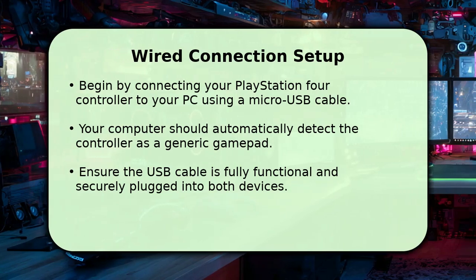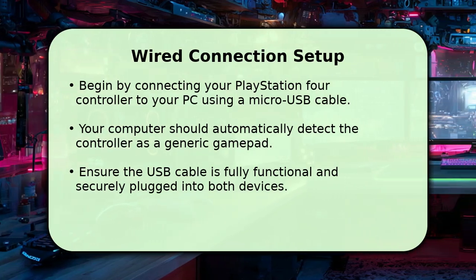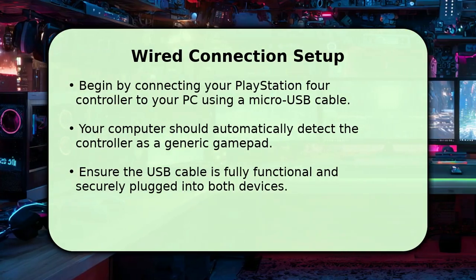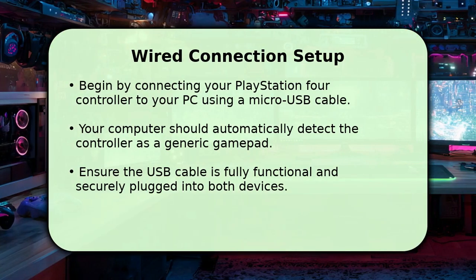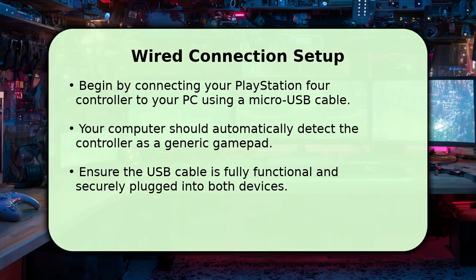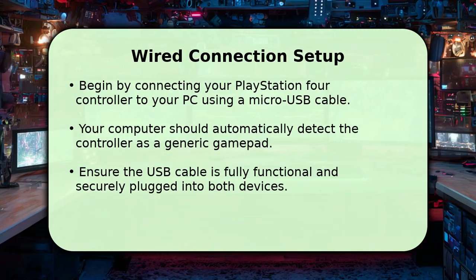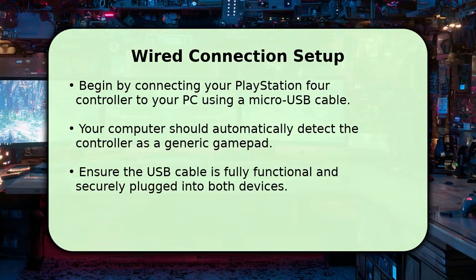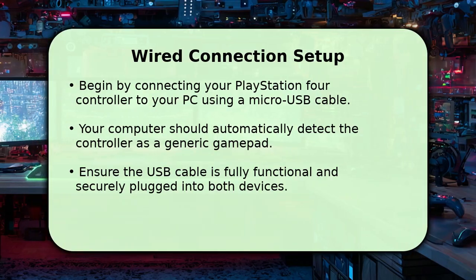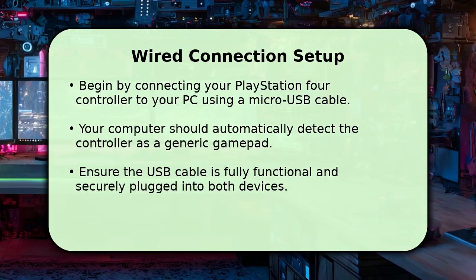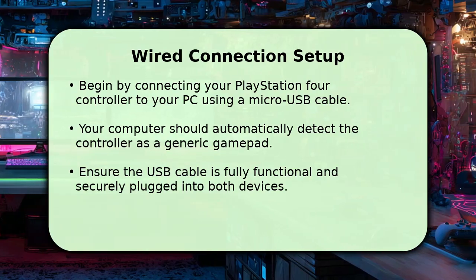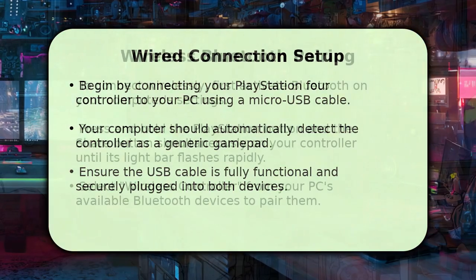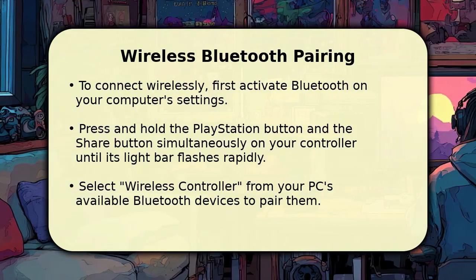For a wired connection, simply plug one end of your micro USB cable into the controller and the other into an available USB port on your computer. Your PC usually recognizes the controller as a generic input device almost immediately. This method is often the most reliable, ensuring minimal input lag and no battery concerns. Once connected, the controller light bar might illuminate, indicating power, and you are ready for the next step, which involves a brief software setup.